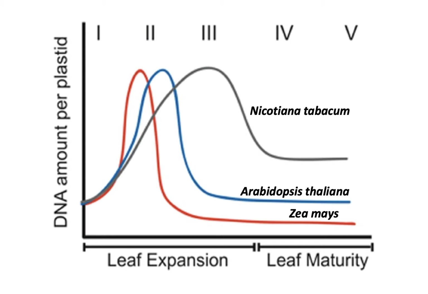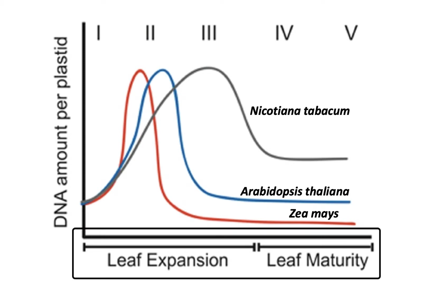So in Zea mays, corn, the degradation occurred very early in leaf expansion, and by the time the leaf was mature, there was very little DNA left. Arabidopsis was a little slower, but as the leaf was about half expanded, the DNA was highly degraded as well. And it was a little slower in Nicotiana tabacum, or tobacco, so that those leaves expanded and had most of their DNA until they were almost fully expanded, and then the DNA started to degrade after that.